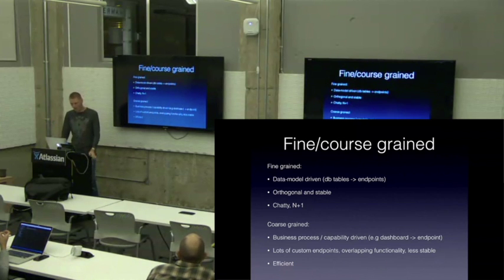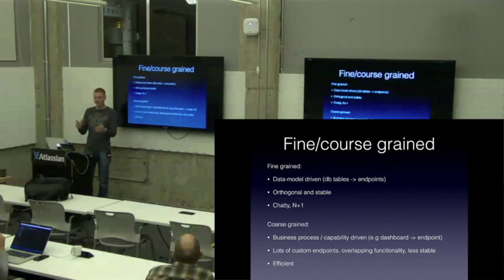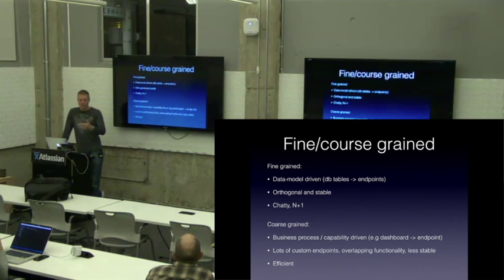This is very coarse-grained, but it is very efficient if the thing that you want to do maps properly to that API. And so obviously, the right balance is somewhere in between. This is something that we struggle with a bit. Some examples, and so on. Another thing with coarse-grained versus fine-grained is that fine-grained is more stable, it's easier, but it's chatty, and vice versa.